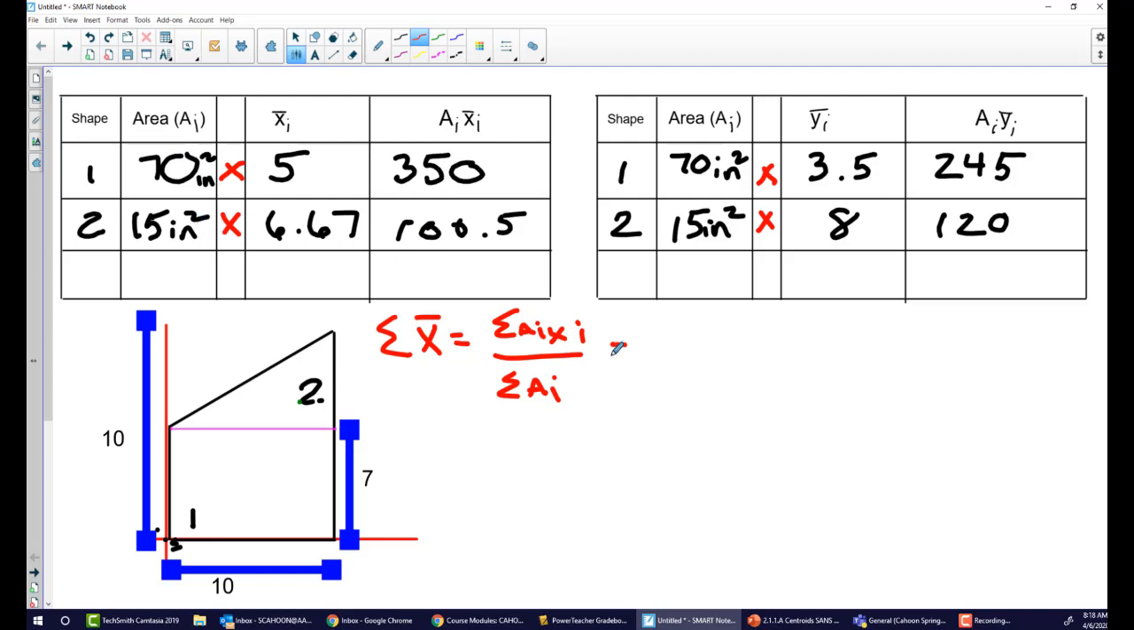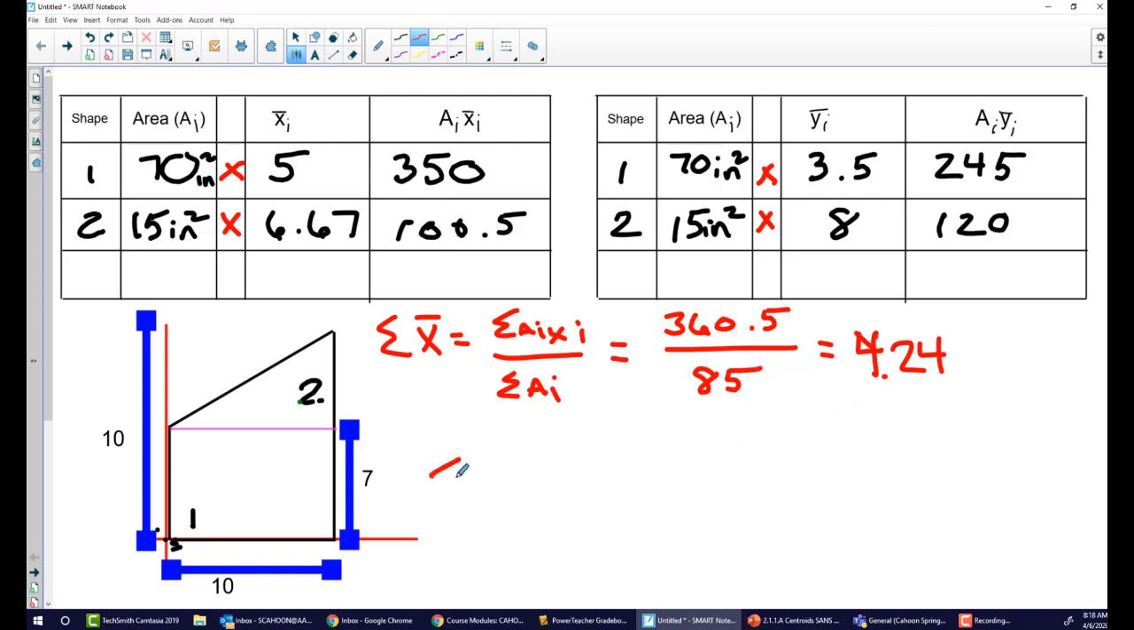So the sum of these is 350 plus 100.5, which is 360.5, divided by the sum of the areas, 70 plus 15, so divided by 85. So 360.5 divided by 85 is 4.24. That's the new x coordinate.